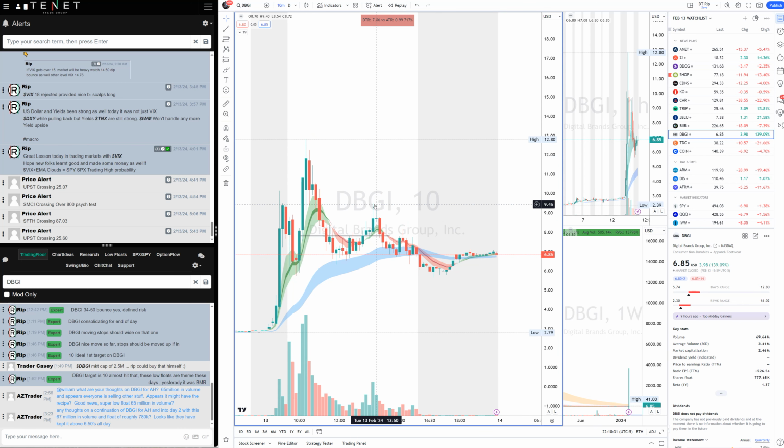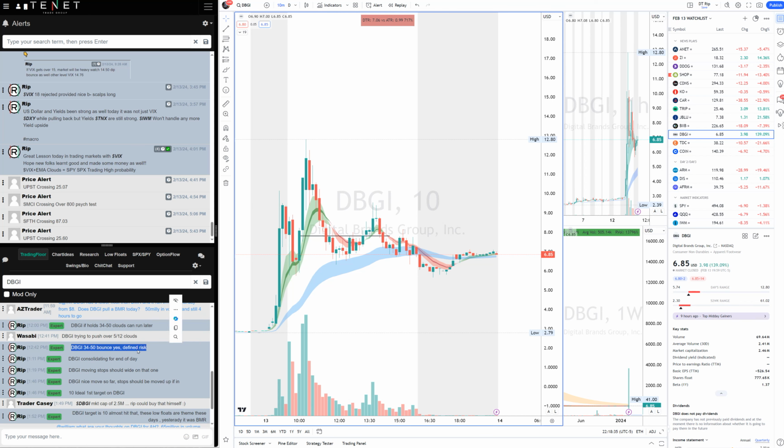It went to $10, which was my target, but we hit 9.50. That was fine. You can see here, DBGI 3450 bounce. If DBGI holds 3450, it can run later, and you can see I was talking about this at 12 p.m. The stock was at 6.83. Even if you added 1,000 shares and you risked, let's say, 80 to 90 cents, you risk $800. By the end of the day, you made almost $2,300. So that was a good risk reward, right?